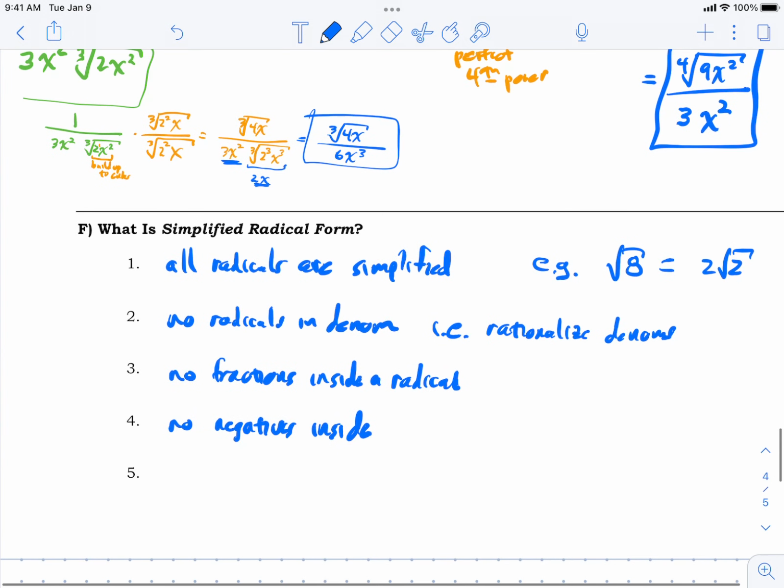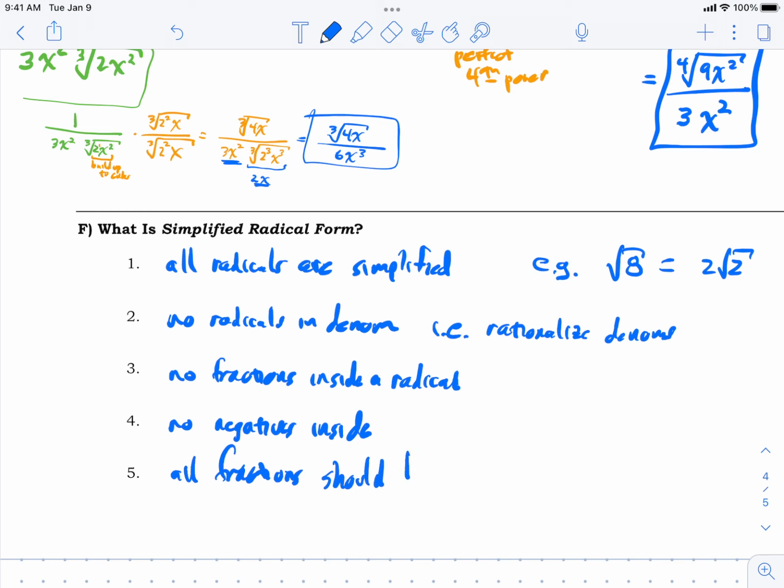And what would be another one? Oh, all fractions should be reduced. In other words, if there's any canceling to be done in the end, make sure you do it. All canceling should be done. All fractions should be reduced.